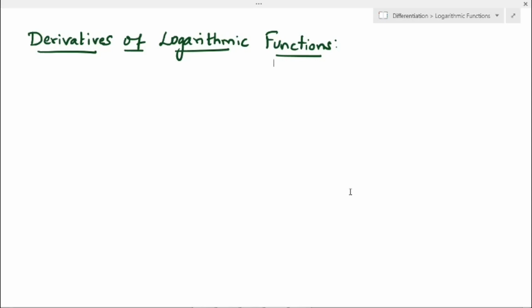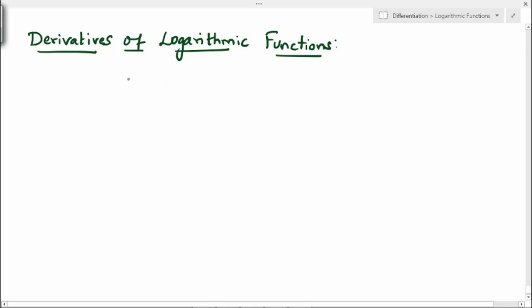In this video, we are going to learn how to find the derivatives of logarithmic functions. So here we will solve a few examples. Before that, we will learn the derivative of the log function.